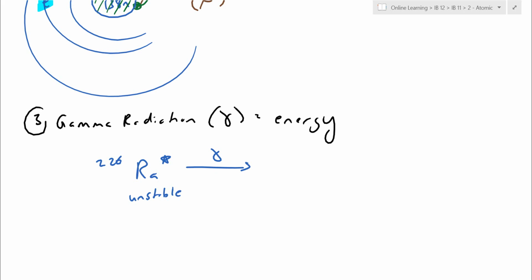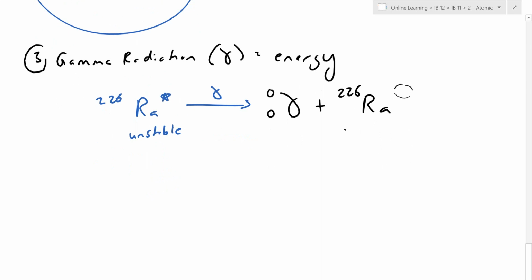But in this case here, for gamma, because it's pure energy, there's practically no mass to it. There's no protons that are being released. This is actually the strongest, the most penetrating radiation, but it doesn't change me from radium. I was radium on the left. I'm still radium on the right. I'm still 226. It didn't change at all, but what's missing here is now going to be the star.